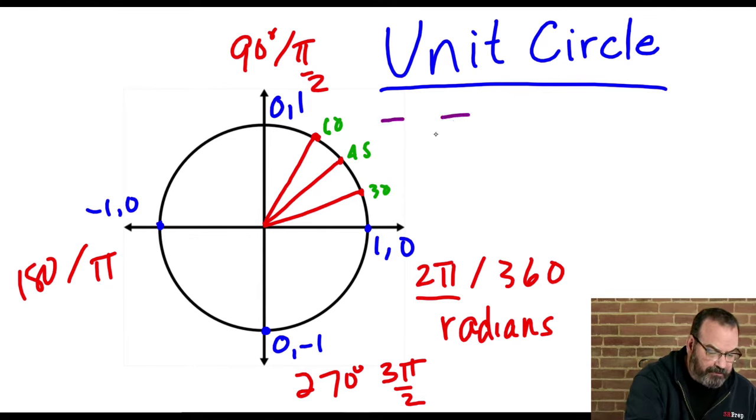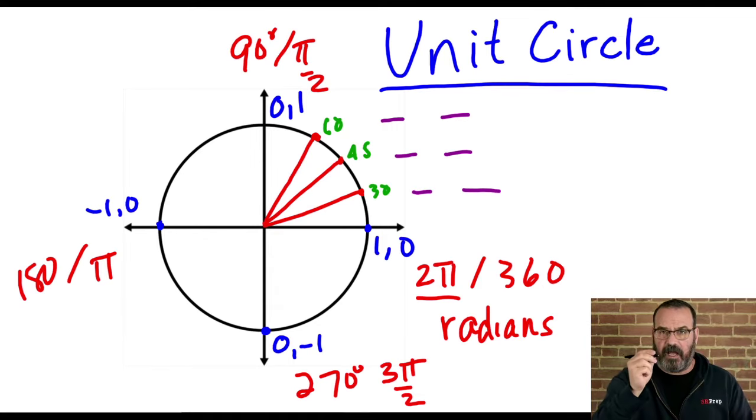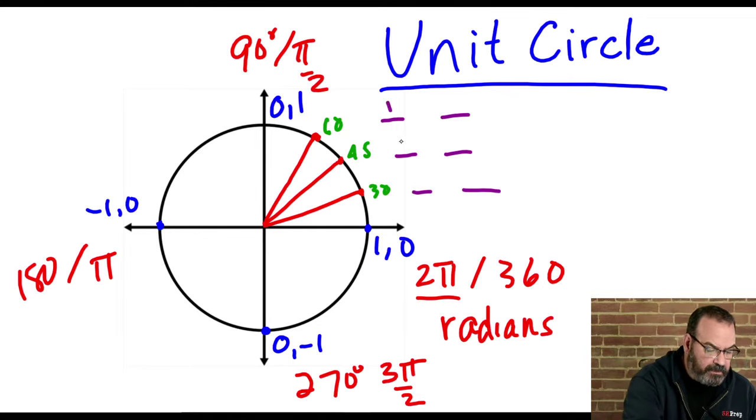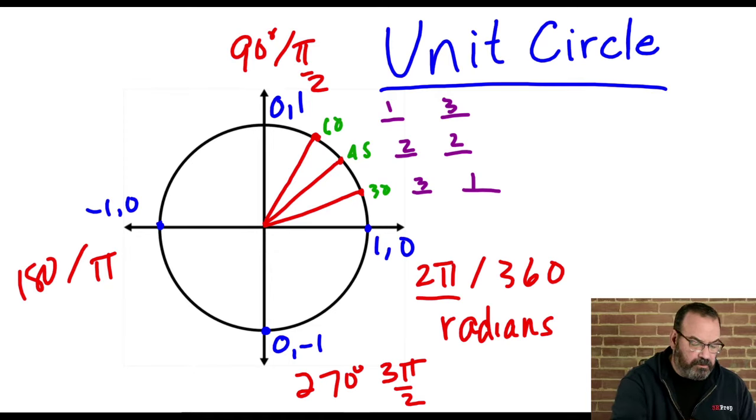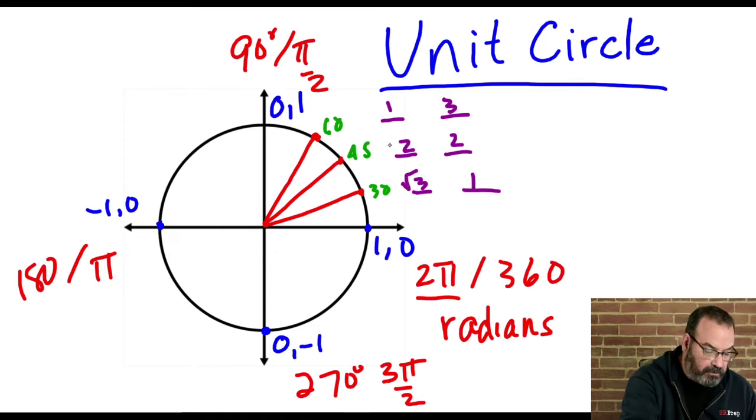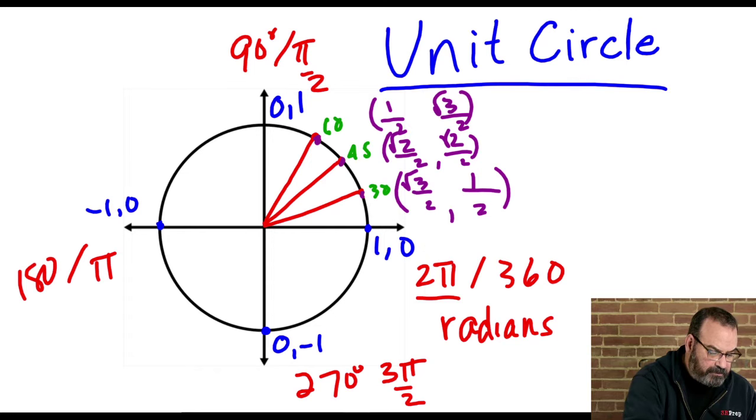This is my favorite memory technique to use, and that is to start at the top at 60 and go 1, 2, 3, 1, 2, 3. Now all the 1s and 2s, all the 2s and 3s have square roots, and they're all divided by 2. So these are the x and y coordinates of each point.